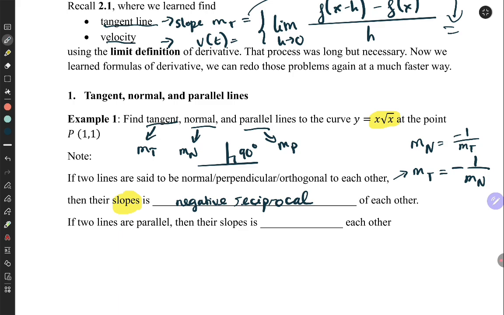So in other words, later on you're going to find the normal line. But what do you do? You find the tangent line first. You get a slope. Then to find the normal line, you just do this. You get the slope of the normal line, and then you do the point slope. If two lines are parallel, then the slope is much easier. The same. Yes, equal. So the slope of the parallel line will equal the slope of the tangent line.